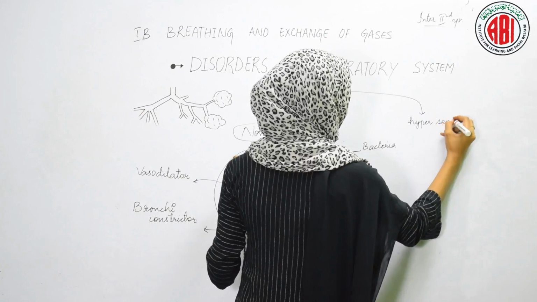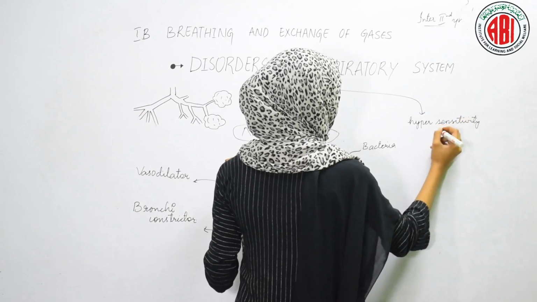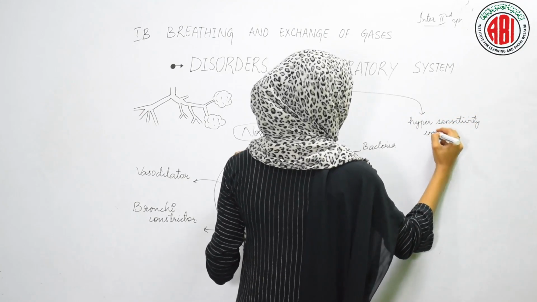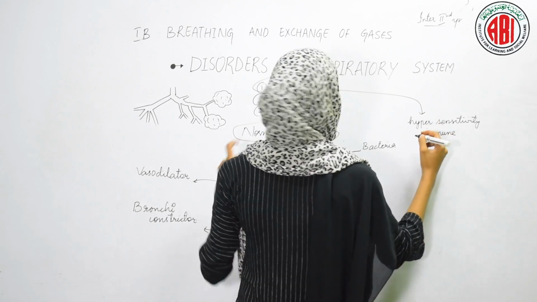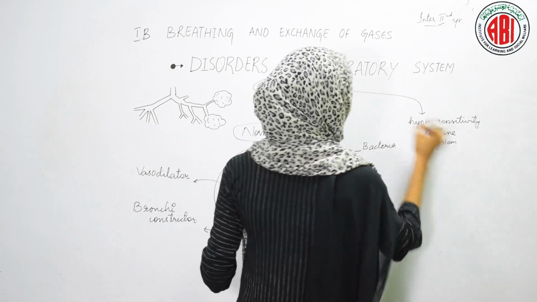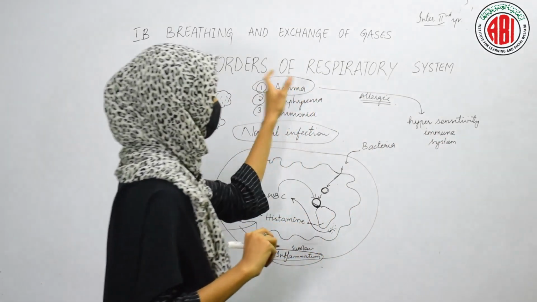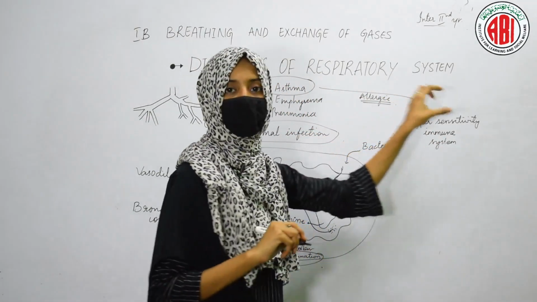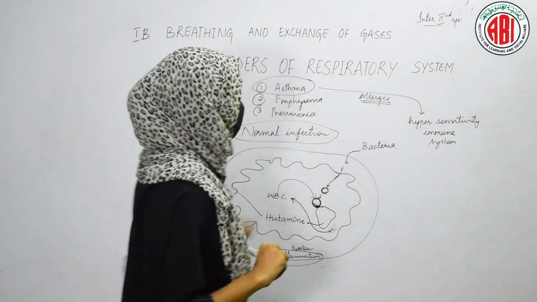of our immune system. If a person's immune system is hypersensitive, then these kinds of allergic reactions would occur in our body. Asthma is an allergic disorder. It is an allergy which is caused due to the hypersensitivity of our immune system.